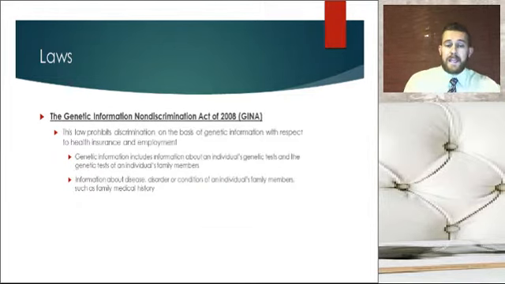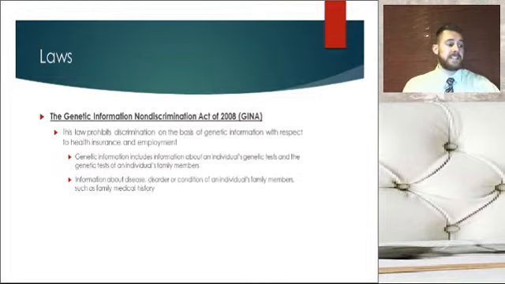We will look now at the law, which is the Genetic Information Non-Discrimination Act of 2008, which is also referred to as GINA. This law prohibits discrimination on the basis of genetic information with respect to health insurance and employment. Now let's go ahead and break this down a little bit. The genetic information includes information about an individual's genetic tests and the genetic tests of an individual's family members.